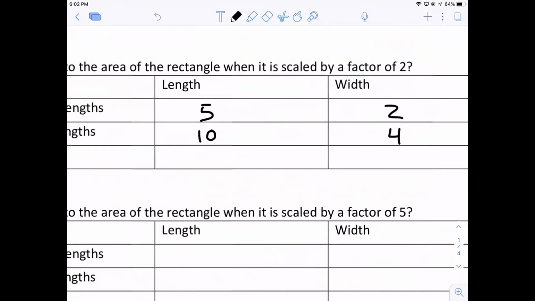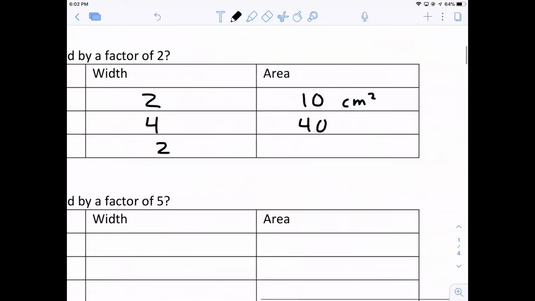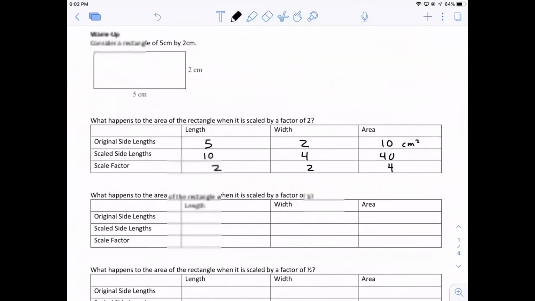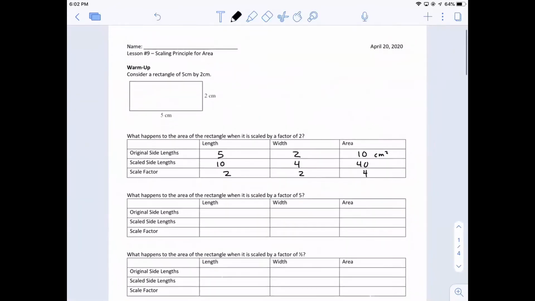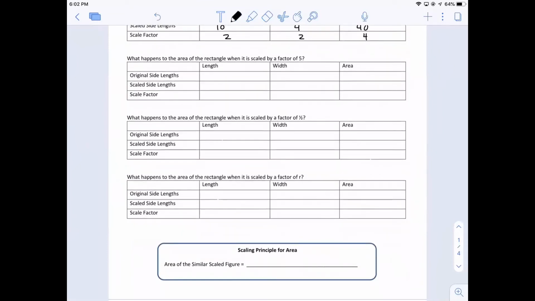My length had a scale factor of 2, my width had a scale factor of 2. And what was the scale factor for the area? Well, we went from 10 to 40, so that experienced a scale factor of 4. All right, so take a minute. This should be pretty quick. Fill in the rest of these tables, and let's come up with a general principle when we're scaling by some factor.